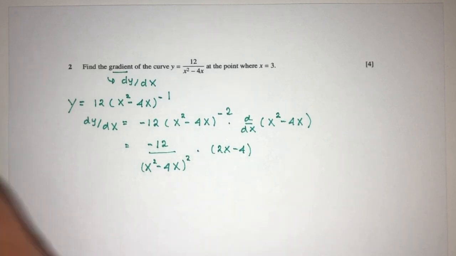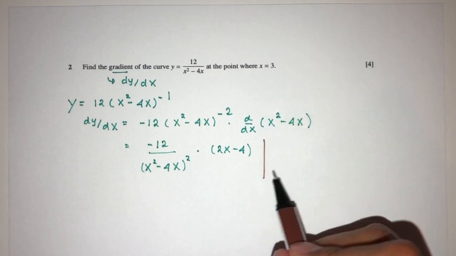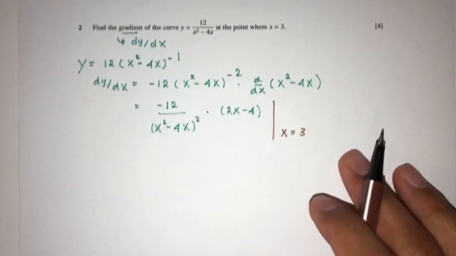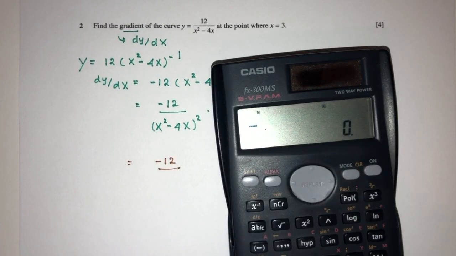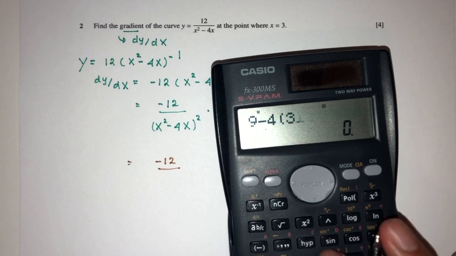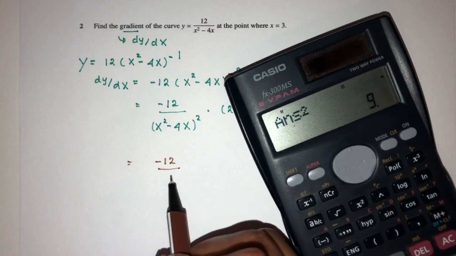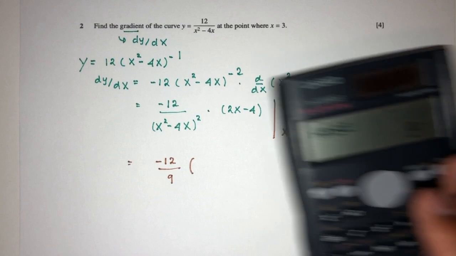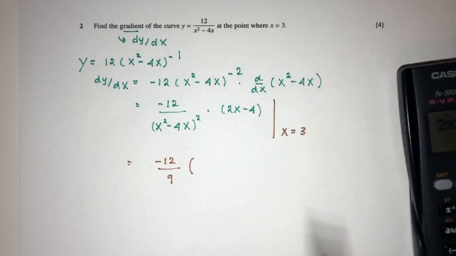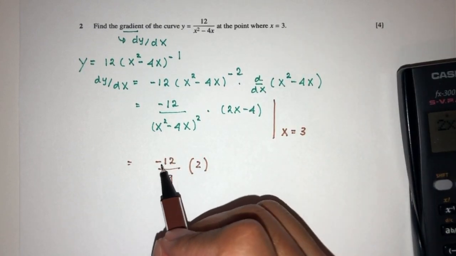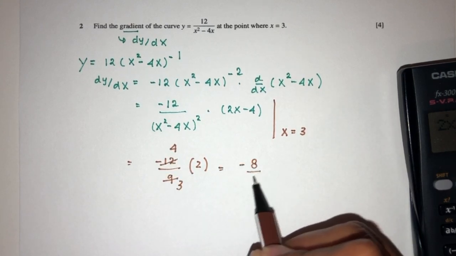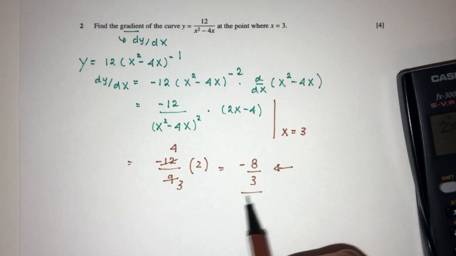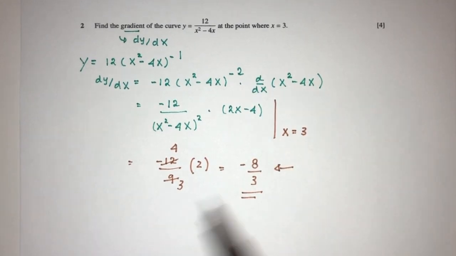Now here we don't want to find the value of dy by dx, but the gradient at the value of x equal to 3. We place the value back in the equation, you will have minus 12 over, that will be 3 squared is 9, minus 4 times 3, squared, that should be 9. Then multiply by 2 times 3 minus 4, that should be 2. Divide by 3, that should be 4, that should be 3. That should be minus 8 over the value of 3. And this is the gradient of the curve at the point where x equal to 3.